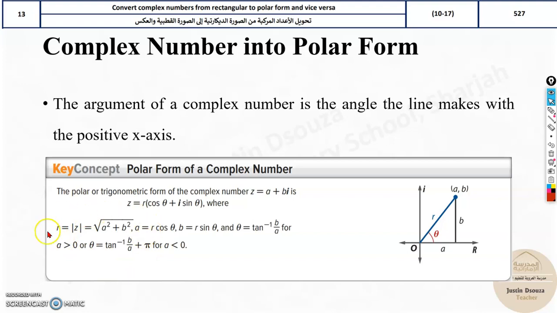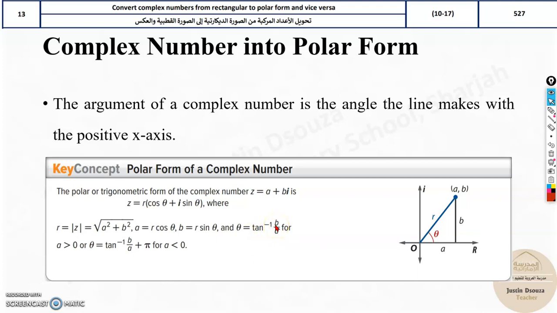And then this is basically the absolute value formula. And then we also need to know the argument, which is basically the angle theta. So these are the formulas for r, or the radius, or the absolute value, which is given by absolute z. It's the square root of a square plus b square, where a is r cos theta, b is r sin theta, where theta is the angle, which can be found out by tan inverse b by a.